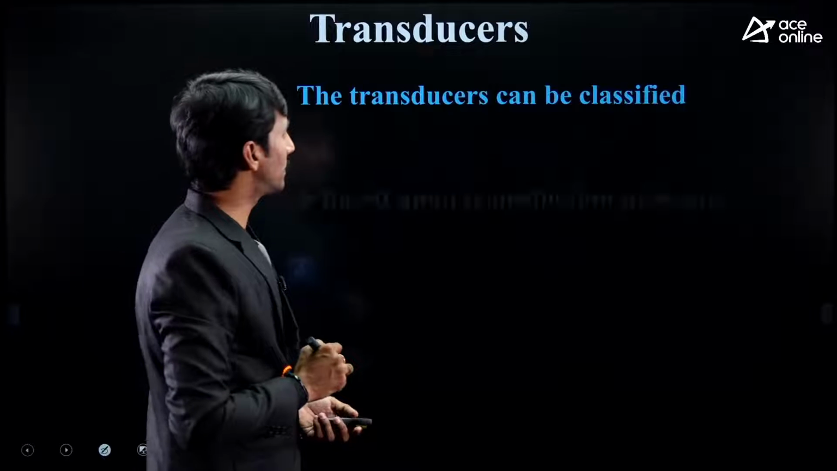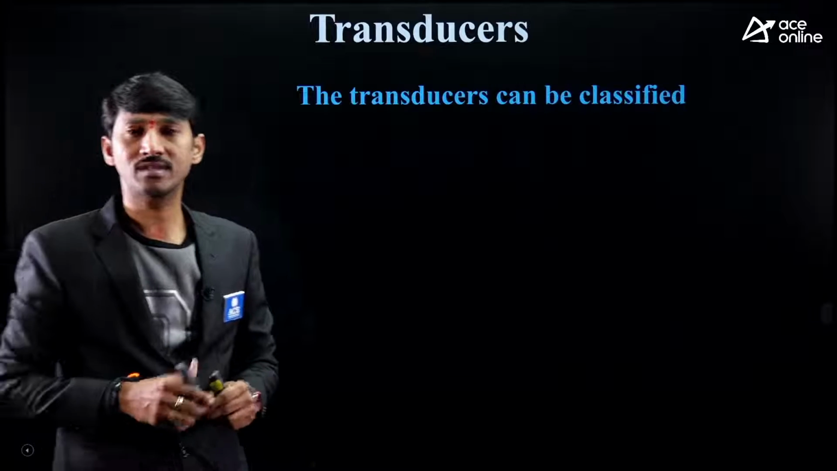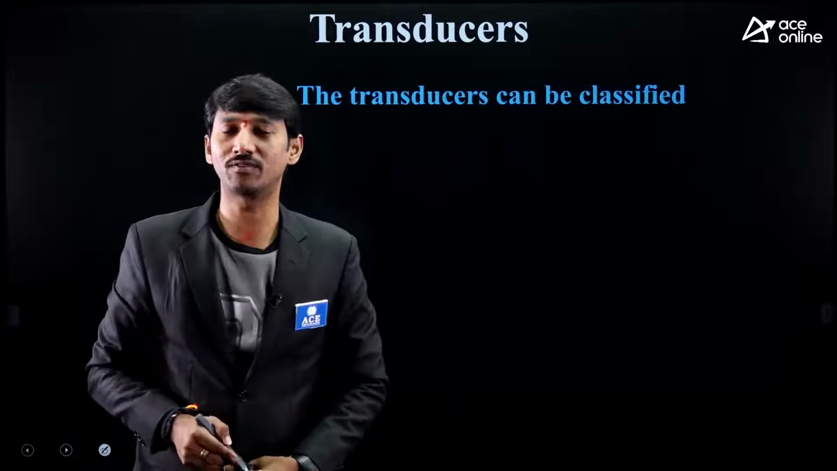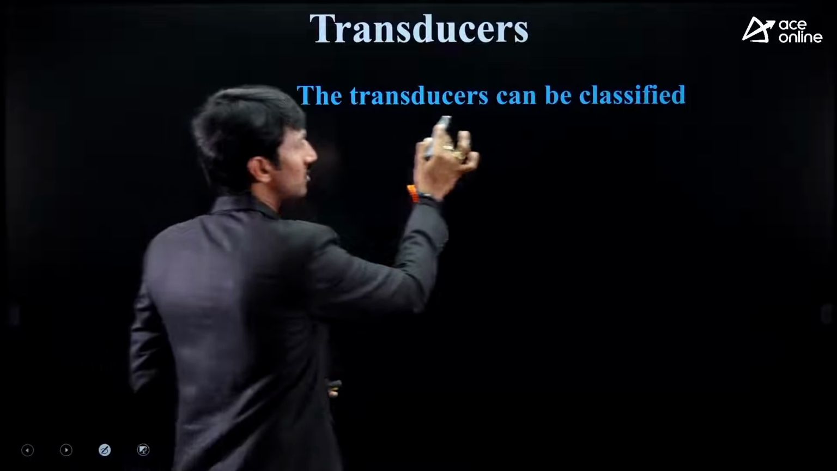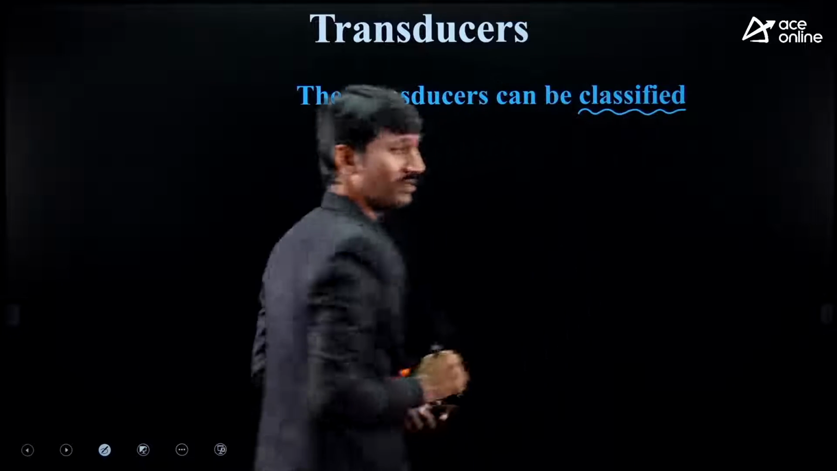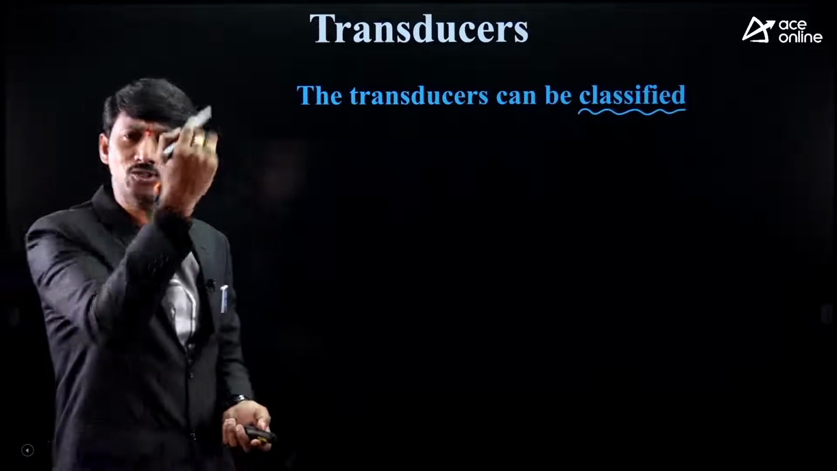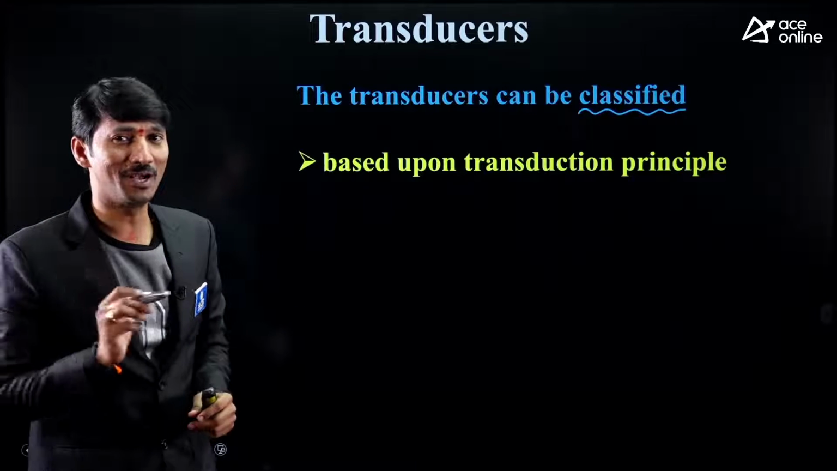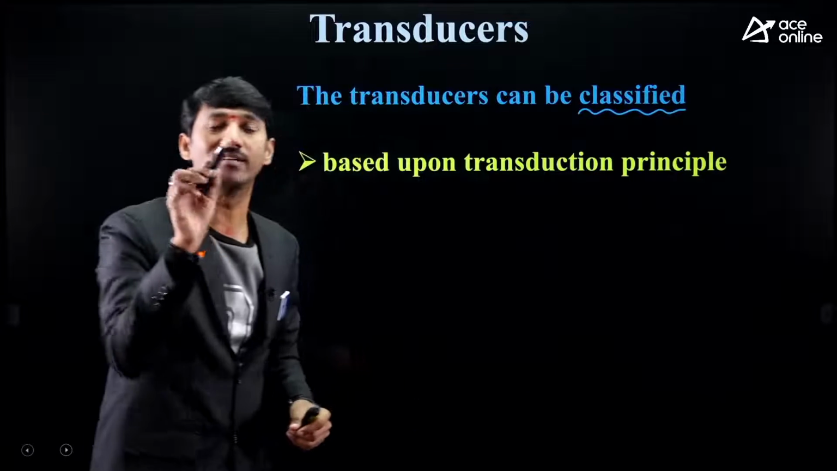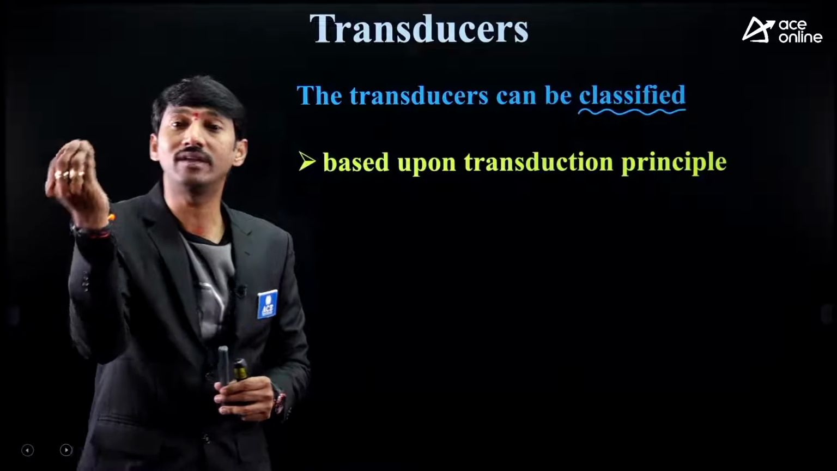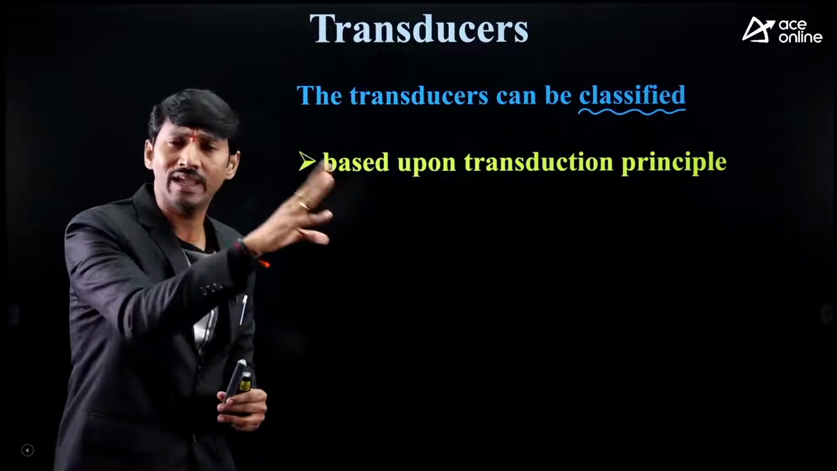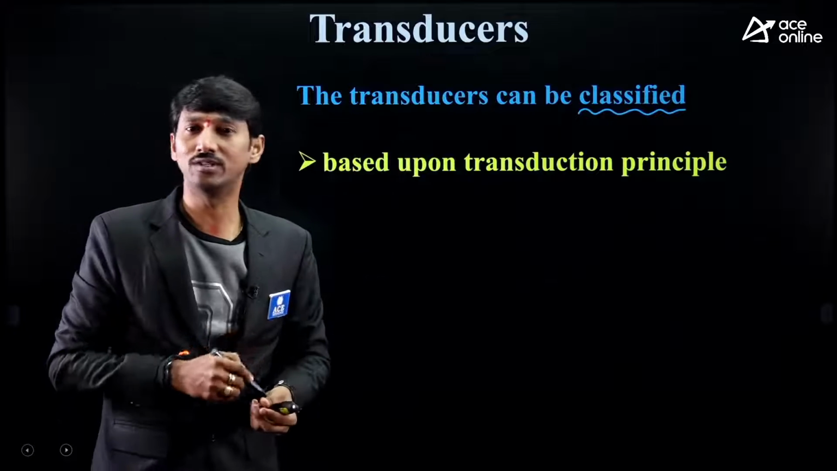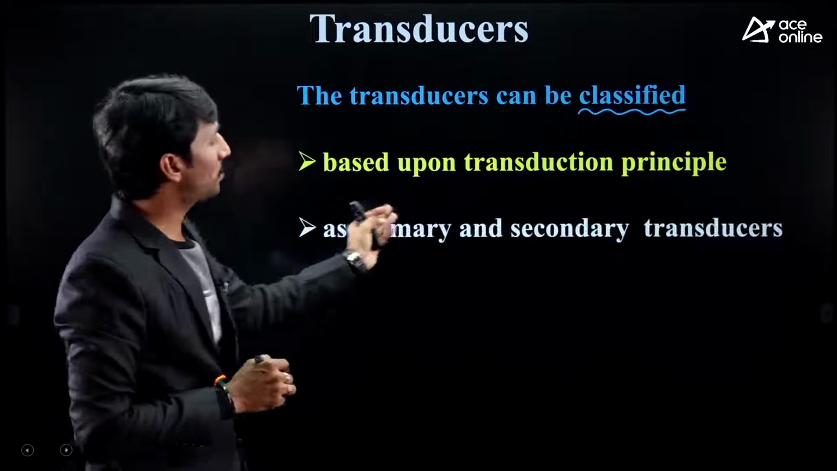Now, the next one is transducer classification. Once we know the definition, we should know about the types of transducers. These transducers can be classified based on different categories. One is based upon the transduction principle. Transduction itself means conversion, that is, how the non-electrical quantity is being converted into an electrical quantity. Based on that conversion process, we get the types of transducer. This is one category.